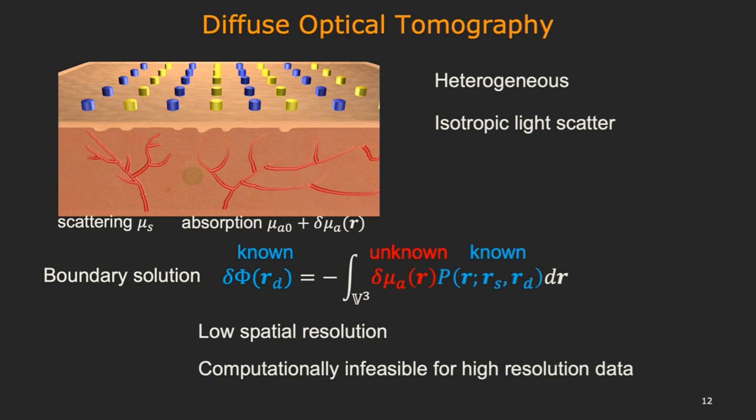However, due to the physical dimension of point sources and detectors, the captured data is usually of very low spatial resolution. In addition, even if there is no limitation on the physical dimension, since the phase function is different for different source detector pairs, and the integration is over the entire volume under consideration, it is computationally infeasible for high-resolution data captured by millions of source detector pairs.